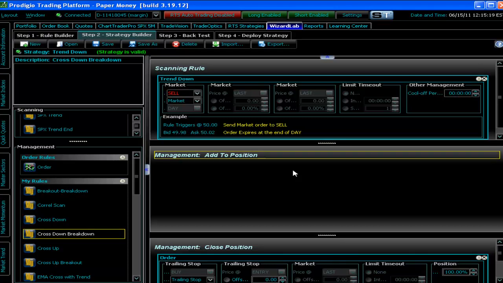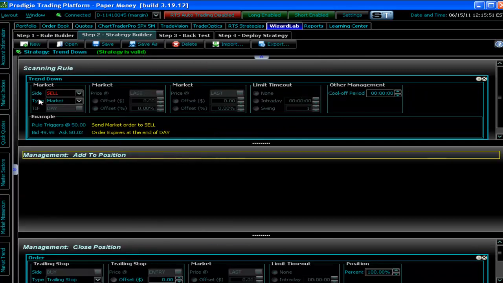This is something that we don't often talk about, and the reason is it's more of an advanced approach to trading. This is a module which, when you're in position, the engine is going to be scanning for any rules that are placed under management add to position. If you get a signal from a rule that's placed under the add to position, that will add more shares onto that position.